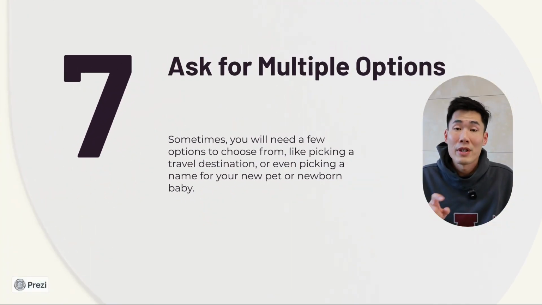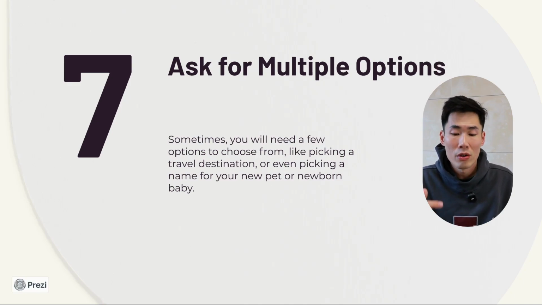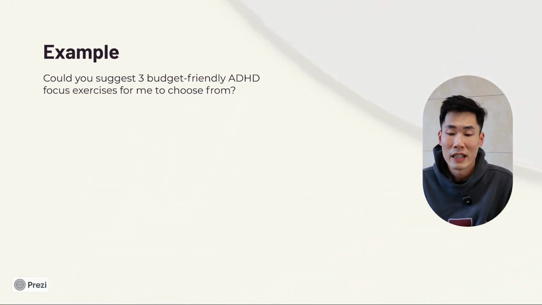And let's continue. After we talk about how deep we want our answer, we can move on to the next one. But the next step is not a necessary step. You can use it only when it's needed, which is to ask for multiple options. Because sometimes you will need a few options to choose from. For example, you are a YouTuber and you want a list of suggested titles, so you can choose the best one for your need. Or maybe picking a name for a newborn baby. In my case, I said to ChatGPT, could you suggest 3 budget-friendly ADHD focus exercises for me to choose from? And again, this step is optional and you can add this anywhere you want in your prompt.